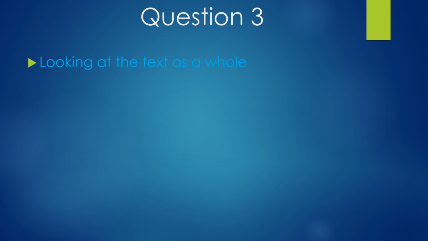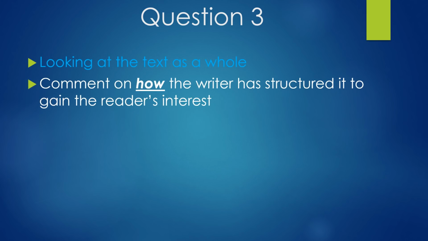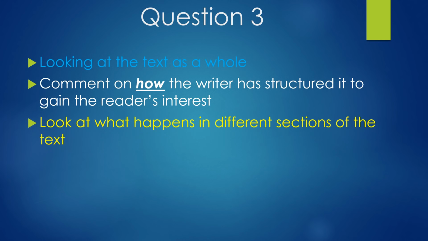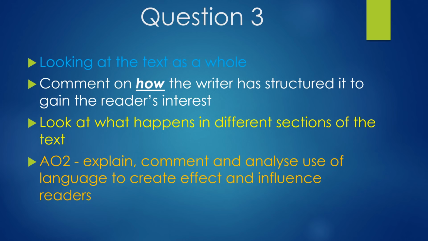Question 3 is looking at the text as a whole. It's the more complex question of the 4. So comment on how the writer has structured it to gain the reader's interest. Look at what happens in different sections of the text because you are looking at the text as a whole. Again, this will be assessing your AO2, so explain, comment, and analyze use of language to create effect and influence readers. So remember, use of language. This one again is 8 marks, so a maximum time of 10 minutes.